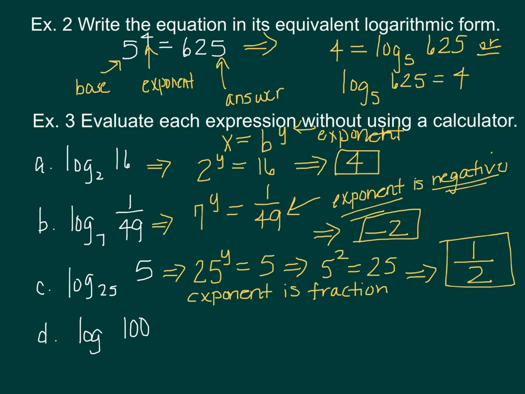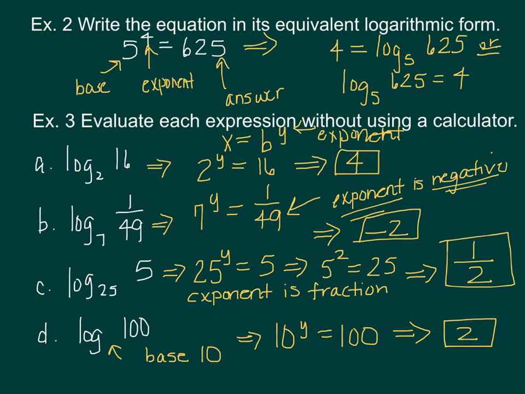And then the only base that we won't see is 10, because our calculators are based on base 10. Everything we do in the numbers in our numerical system is based on base 10. So it's understood. So you're saying 10 to the what power is 100? Well, that has to be 2. And all you have to do is count the zeros. That'll help you.